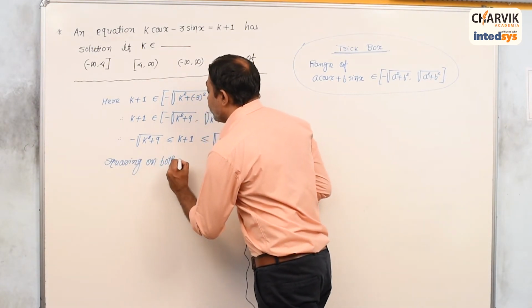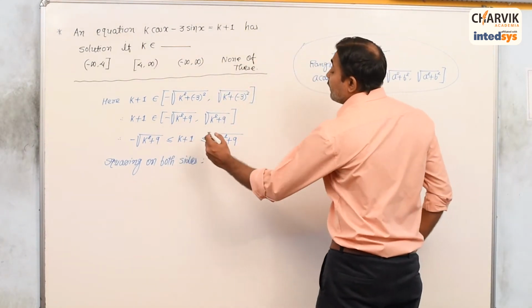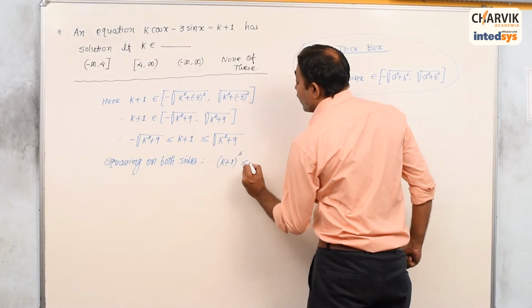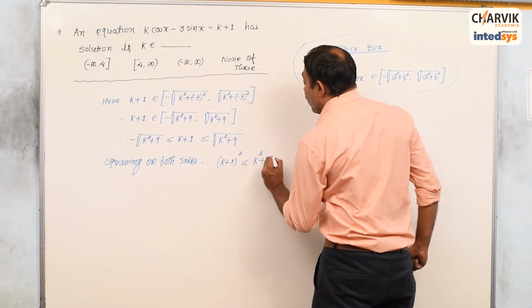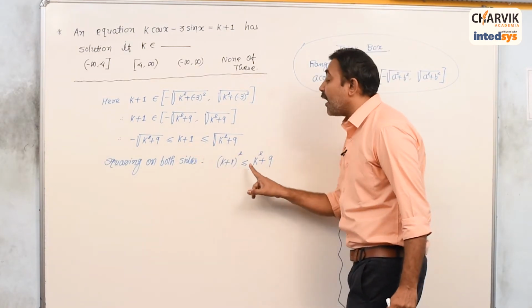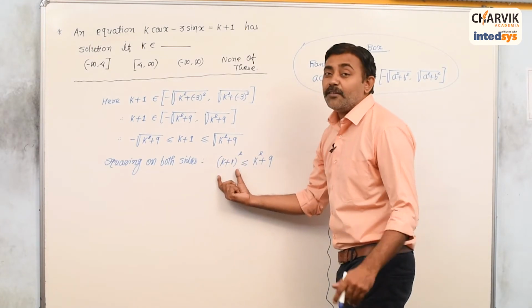Squaring on both sides, what do we get? We must say that (k+1)² is less than or equal to k² + 9, because when we square here, k+1 squared is less than or equal to k² + 9. And obviously the value is more than 0.